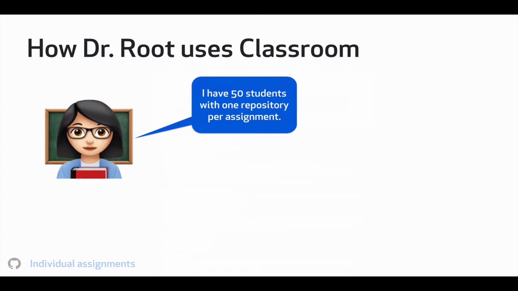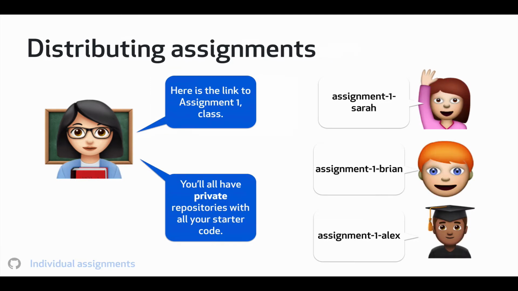So here's how it works in practice. Say Dr. Root uses GitHub Classroom because she has 50 students, and with one repository per assignment, that can add up to a lot of repositories to manually set up, and that would be a really big pain. But with GitHub Classroom, she posts the assignment link that GitHub Classroom generates, and then she posts that either to her learning management system or her course webpage, or maybe she distributes it via email. And then each of these students have their own public or private repository with all of her assignment materials in it.